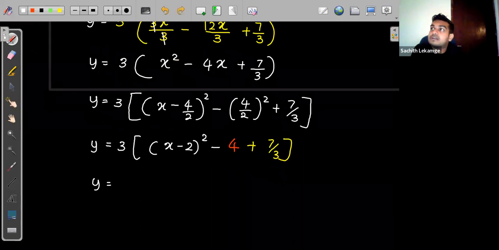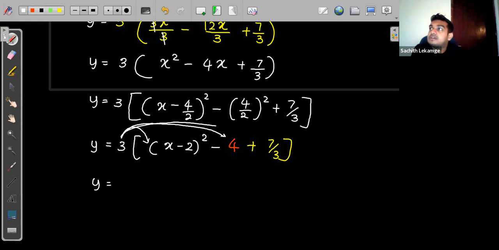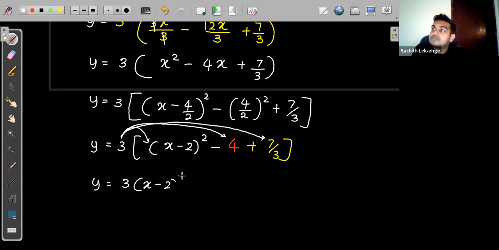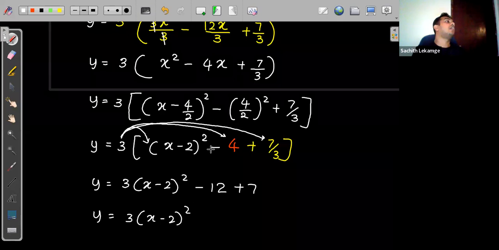Okay, I'll expand the bracket. Multiply all the terms by 3, right? All these 3 terms I need to expand by 3. So I'm getting 3 into x minus 2 squared, 3 into 4 minus 12, 3 into 7 over 3. This 3 and 3 cancel out, so we are getting plus 7. Y equals 3 times x minus 2 squared minus 12 plus 7 minus 5.